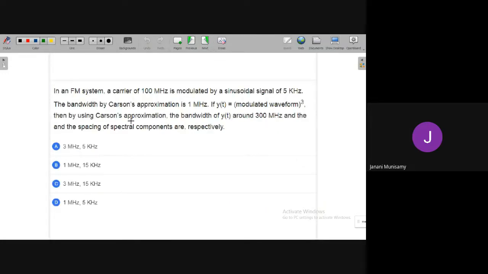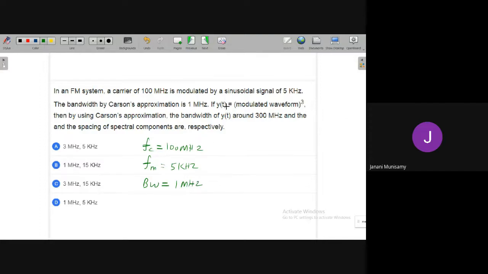Next, this question is somewhat tricky. Just to read the question. In an FM system, a carrier FC is 100 megahertz, modulated by the sinusoidal signal. Message signal is 5 kilohertz. The bandwidth by the Carson approximation is 1 megahertz. They also gave the bandwidth of this signal, that is 1 megahertz.